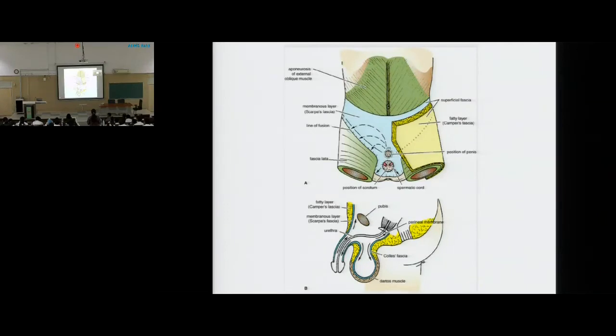Okay, now coming to this membranous layer. This membranous layer is again coming onto the scrotum and becoming continuous with the deep fascia of the scrotum and deep fascia of the penis. And this deep fascia around the penis is called Buck's fascia.